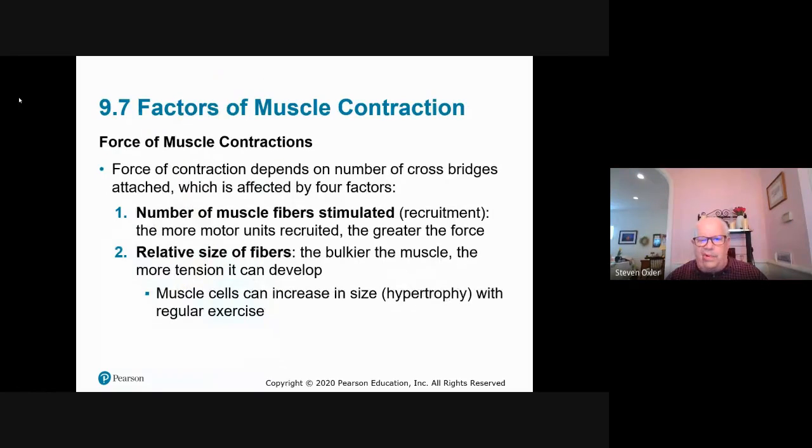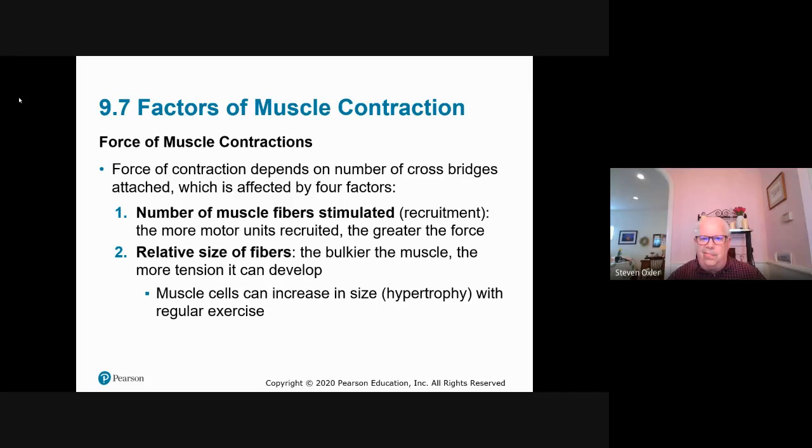How do muscles contract? Well, we showed you on Monday the sliding filament theory. We showed you the actin and myosin structural proteins, the regulatory proteins, troponin and tropomyosin, and other proteins, and we showed you how muscles actually contract. But how forceful do they contract? The force of contraction depends on, obviously, the number of cross bridges that are attached. And these are affected by 4 factors.